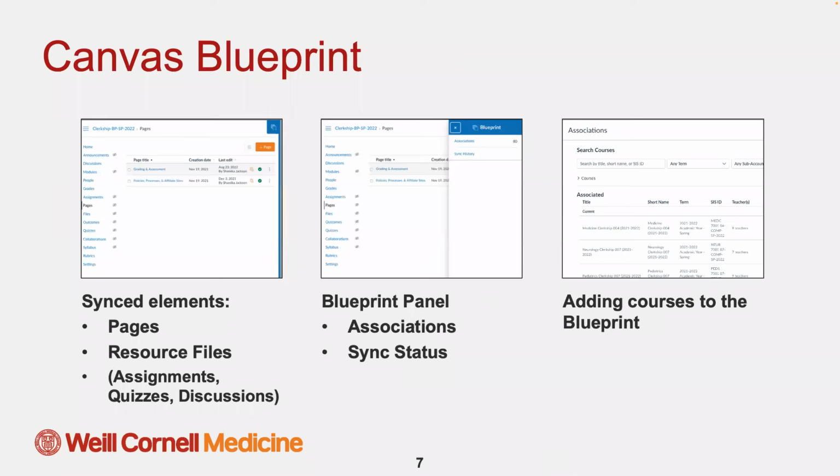Next. So this is a little bit of a view of a blueprint in Canvas. You can see on the left, these are some of the elements that are within the blueprint. We have a couple of pages here. There's also some files that are maintained in the blueprint, and then pushed out to, I can see in the middle slide there, there's 80 courses already associated with this blueprint. So this kind of gives you a sense of the power and efficient workflow you can have if you have to update 80 courses or even 10 courses with the same material. It's much easier to do that using the blueprint feature in Canvas.